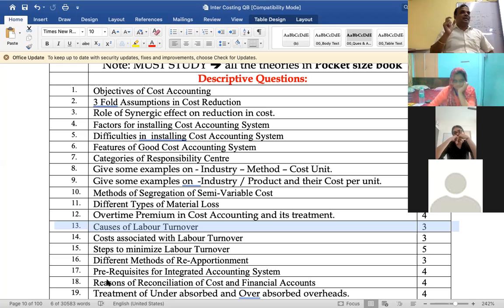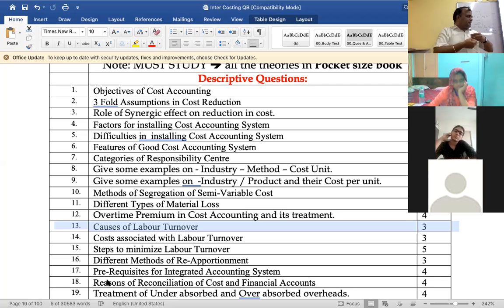Clear? So, labor turnover is the change in labor force, and we have to express it in terms of percentage. That we have to calculate. For that, we have to remember various terminology with respect to labor turnover: separation, replacement, new recruitment, accession, average labor force. The 5 terms you are supposed to know. Nowadays, based on these definitions only, they are asking the question. Otherwise, you can't even touch the practical problem.